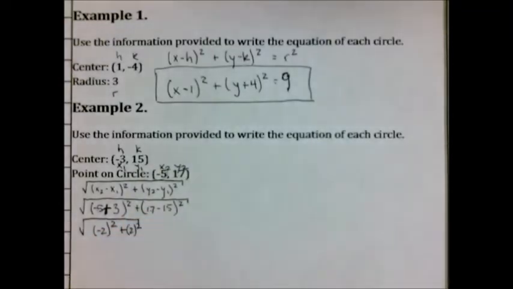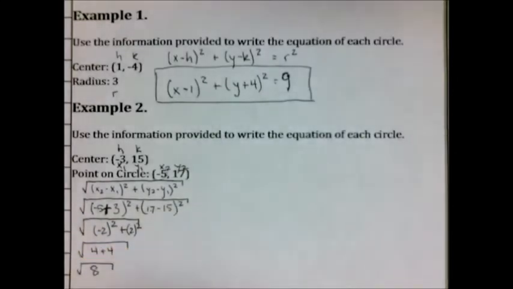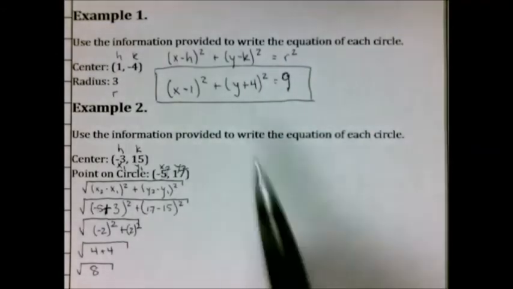And we know negative 2 squared is 4, and a positive 2 squared is 4, so we end up with the square root of 4 plus 4, which is going to give us the square root of 8. And I'm going to just leave it like that for now. And I'm going to go back to actually setting up my equation.